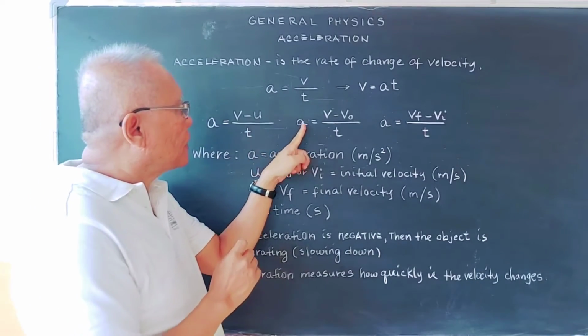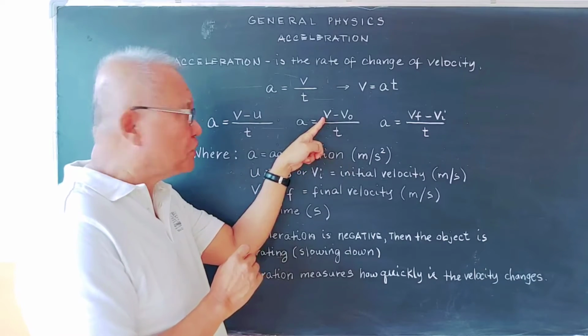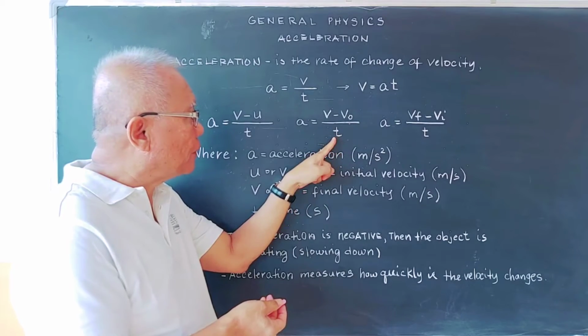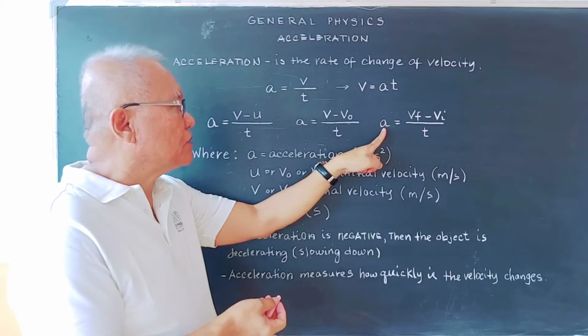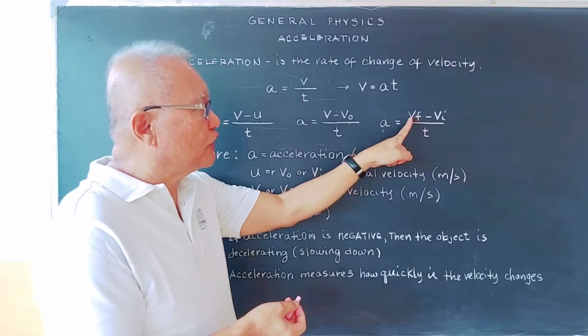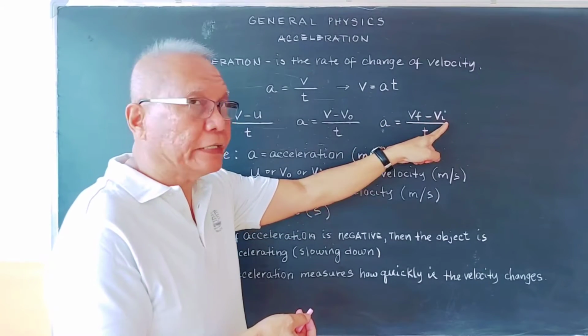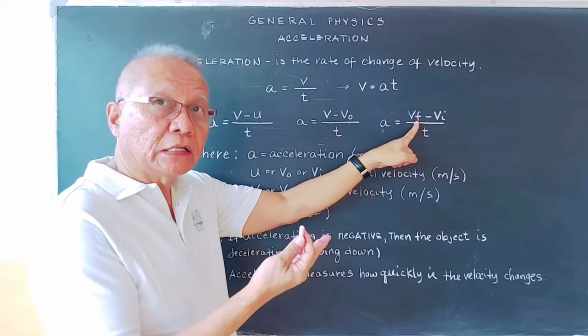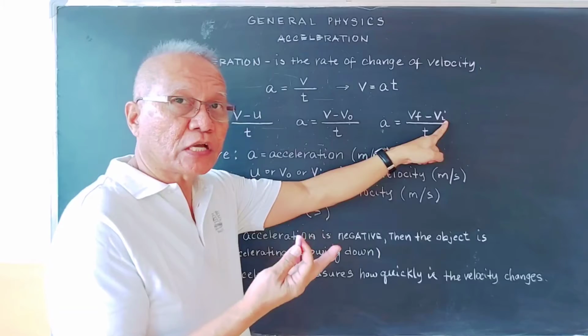Sometimes the V is the final velocity, just like here, and the initial is V sub O, over time. And this one is my favorite. Acceleration is equal to Vf minus Vi over time. So here you can see that F means final and I means initial.